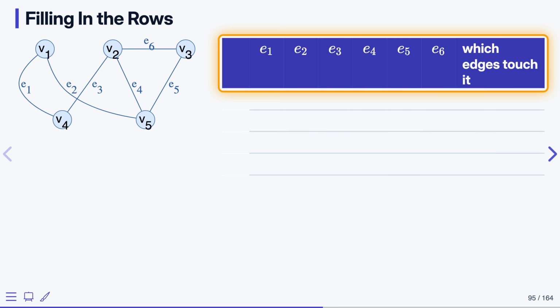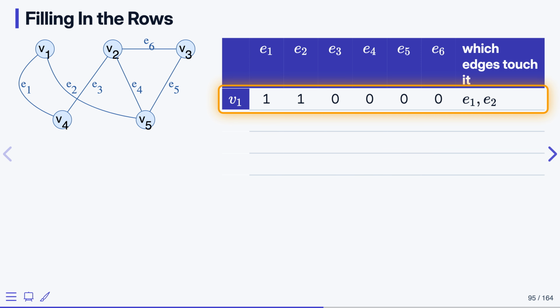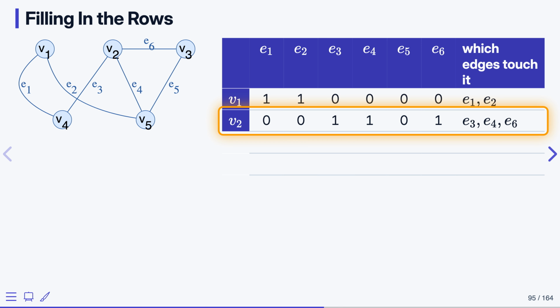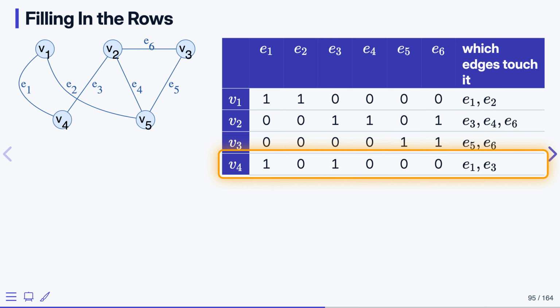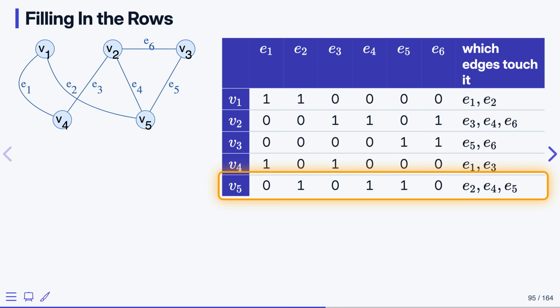Now we fill in the grid, one vertex row at a time. The columns are the 6 edges in order. Row V1. Which edges touch V1, E1 and E2? So we put a 1 under E1 and a 1 under E2 and zeros everywhere else. Row V2. Edges E3, E4 and E6 touch it, 3 ones. Row V3. Edges E5 and E6, 2 ones. Row V4. Edges E1 and E3, 2 ones. Row V5. Edges E2, E4 and E5, 3 ones.